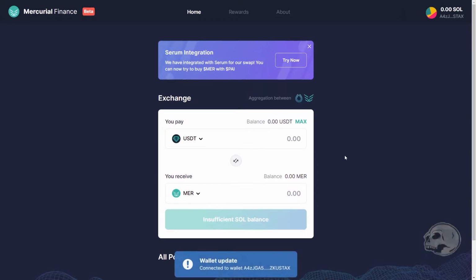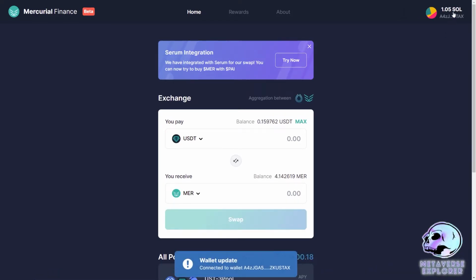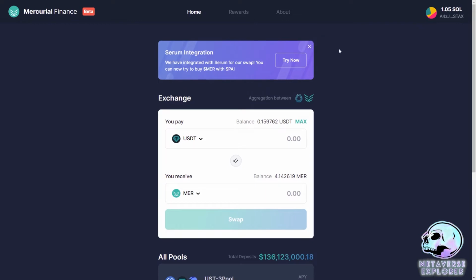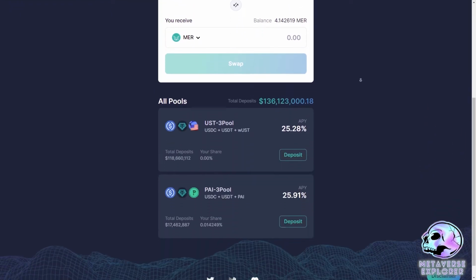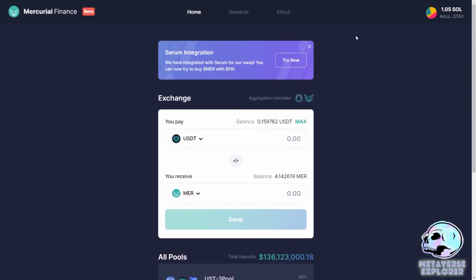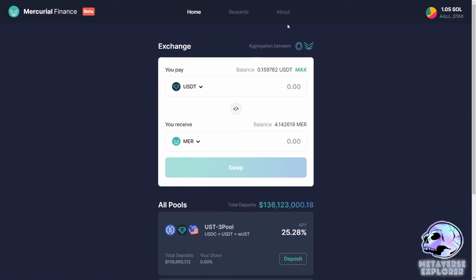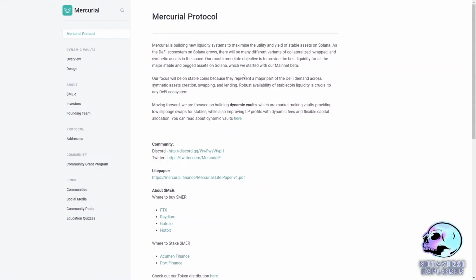Okay, this is Mercurial. As you can see, it's logged in for me already, wallet updated, and we can see my measly 1.05 SOL here. There's a few interfaces that we're going to look at here, and I'll split it up so it's much easier to absorb. First thing, we're going to have a look at the About page of Mercurial Finance. Let's go there. So what is Mercurial?